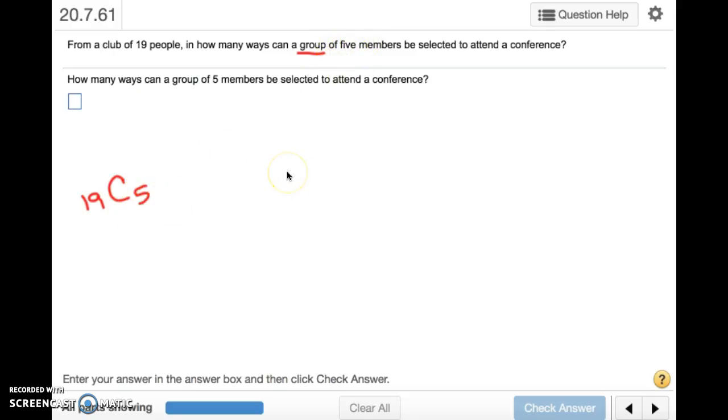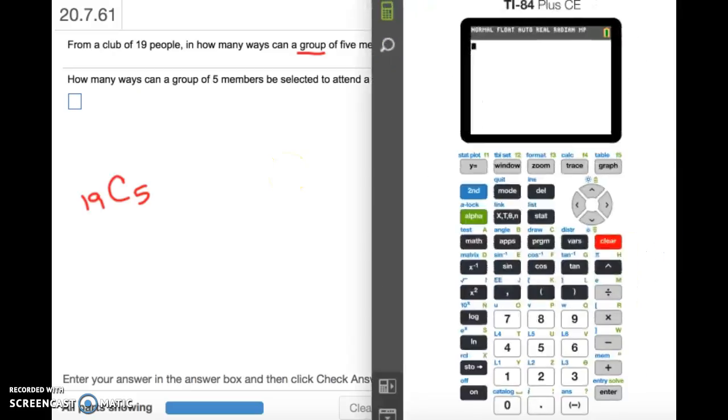So now I'm going to once again show you how to put that into your calculator. So we type in the 19. We go over to probability again. And this time we need option 3, which has the C. Put in 5. So my answer is 11,628. So that's what I put in that box.